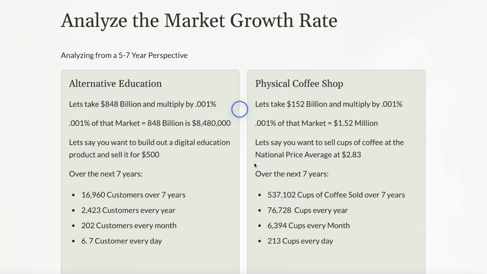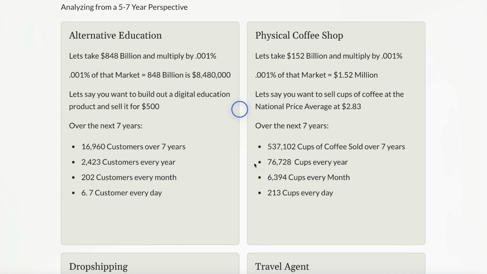0.001% of that market is 8,480,000. So let's say you want to build out a digital education product and sell it for $500. Over the next 7 years, that's 16,960 customers as a whole over the next 7 years. That's 2,423 customers every year for the next 7 years, 202 customers every month, and 6.7 customers every day.